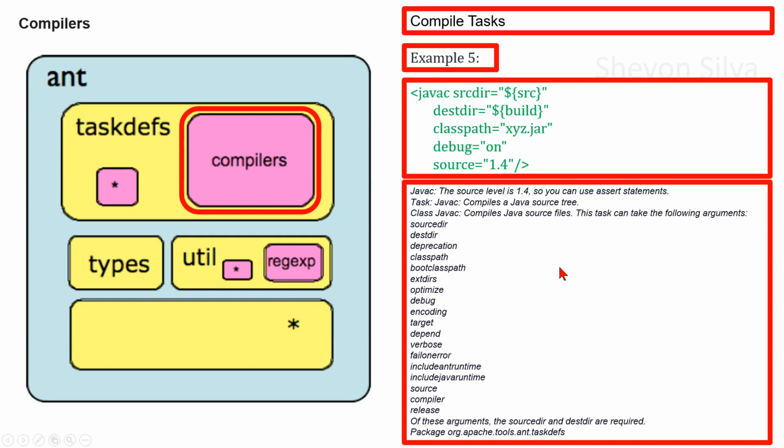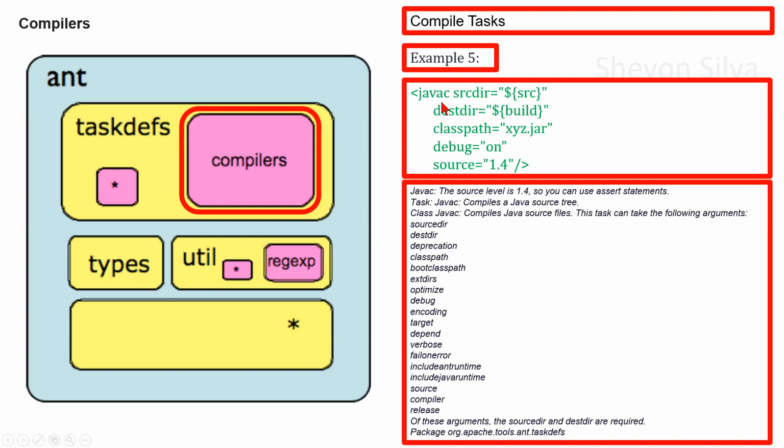Now we are considering Javac. The source level is 1.4, so you can use assert statements. Task Javac compiles a Java source tree. With regard to the API, the class Javac compiles Java source files.